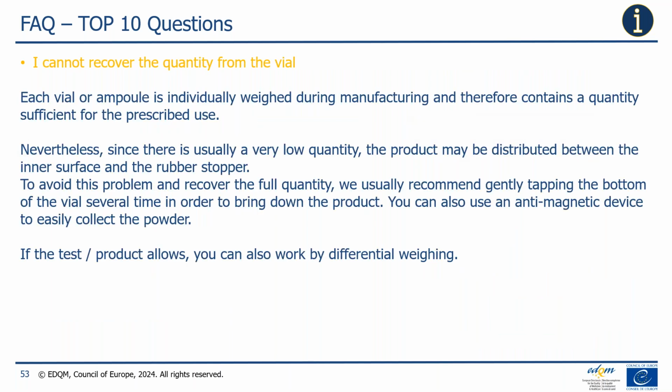I cannot recover the quantity from the vial. If you cannot recover the quantity from a vial, it may be due to the small amount of substance in the vial or some handling issues. So you can gently tap the vial and use an anti-magnetic device to collect the powder. You can also allow the sample to equilibrate to room temperature before use. And another option could be to use differential weighing.